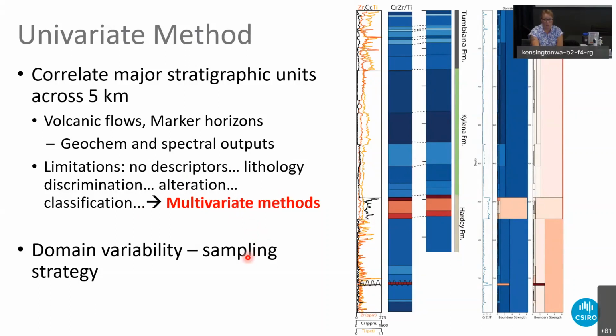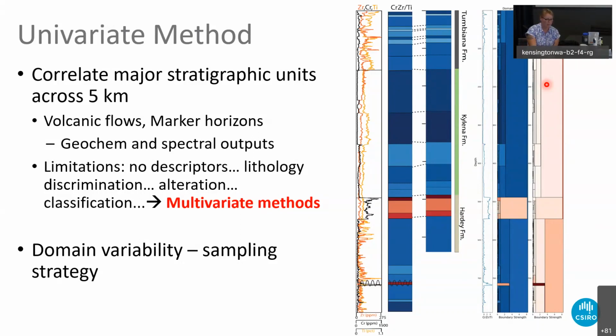The other thing we're able to use the univariate method for is looking at domain variability. So as you export your univariate results, you also get an indication of boundary domain mean and domain variability. So this tells you how much variability you have within a given unit, and that can be useful for understanding sampling strategy. So if you have several units which are super homogeneous, you probably can sample systematically every 10 meters without any problem. But if you have some units which are super heterogeneous, you may want to sample on a tighter spacing. So that was helpful in terms of selecting samples for high resolution analysis like isotopes and trace elements, for instance.